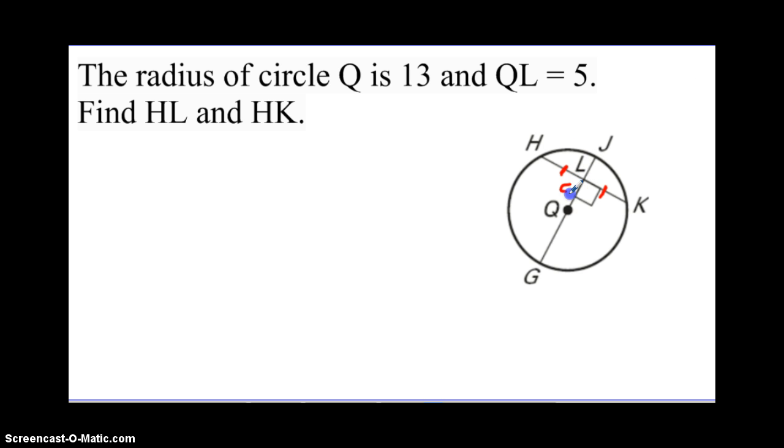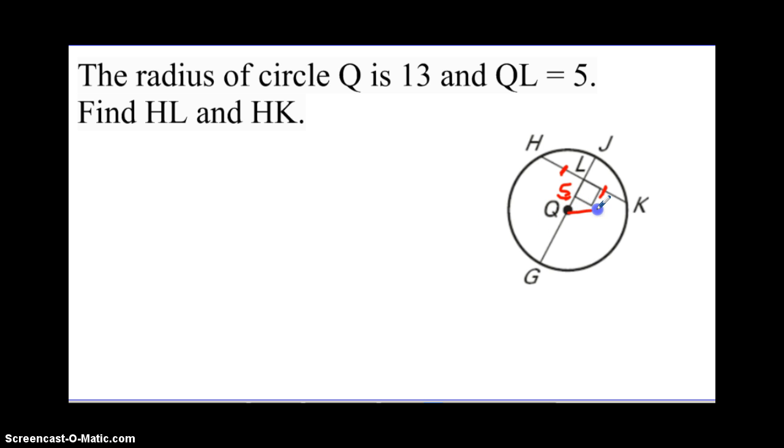So QL is 5. Now, the one issue that students usually have with these kinds of problems is that they don't recognize where every radius might possibly be. We know that all radii of a circle are congruent. So no matter where we draw a radius, it's still going to be 13. So we have to use that knowledge to our advantage. Right angles. Think right triangles. We know how important right triangles are going to be.